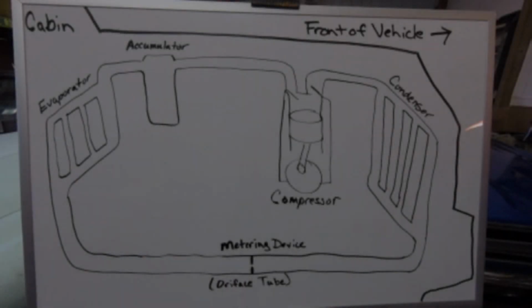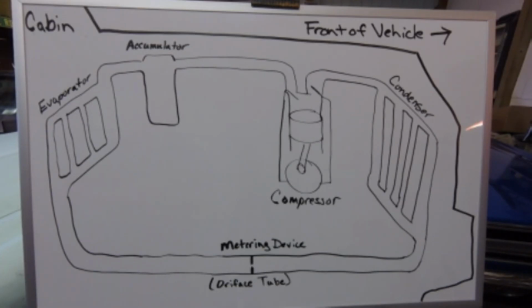The compressor is the heart of the air conditioning system in our vehicle. It circulates the refrigerant throughout the system, but also builds pressure against the metering device to make the refrigerant cycle possible.